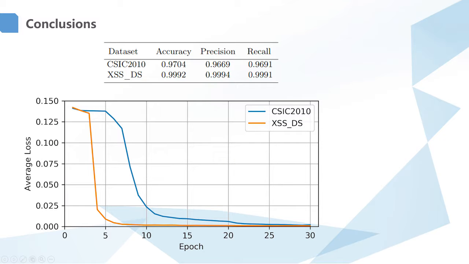From the experimental data, the XSSDS dataset obtained an excellent test result because it has only one type of attack, and the data is reliable, and its loss curve also converges very quickly. For the CSIC data with various attack types and poor data quality, we also got good training results. Therefore, this technology has positive significance for malicious web request detection.